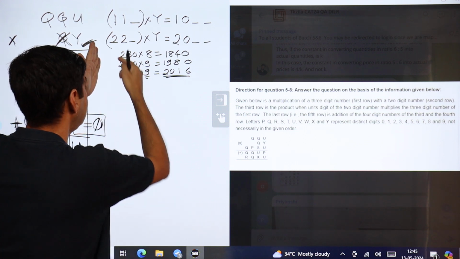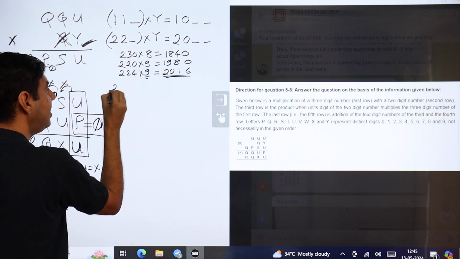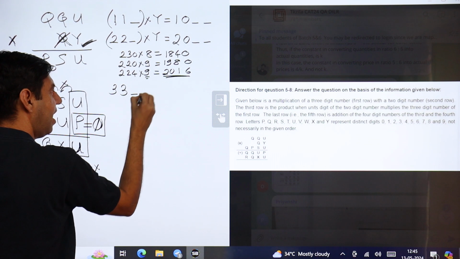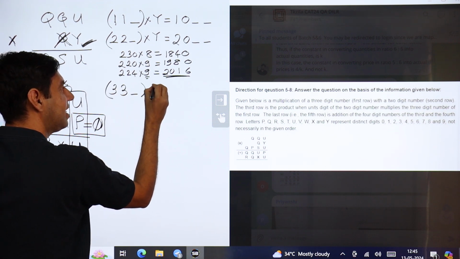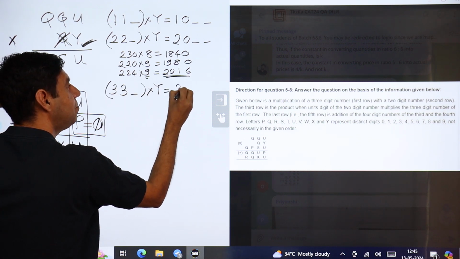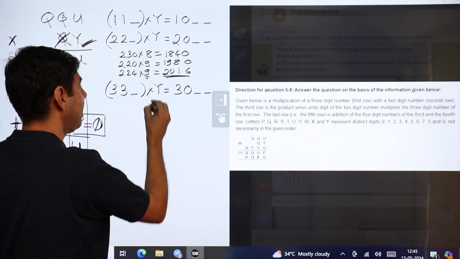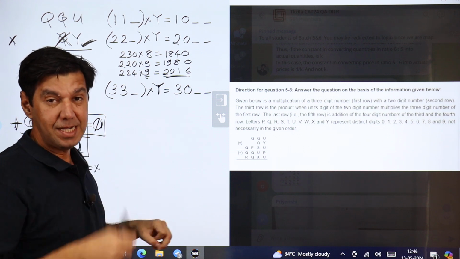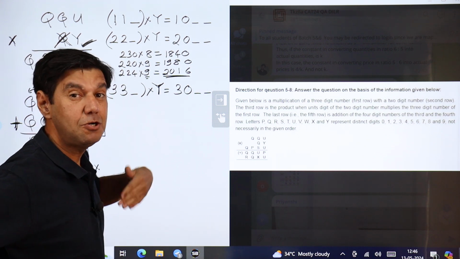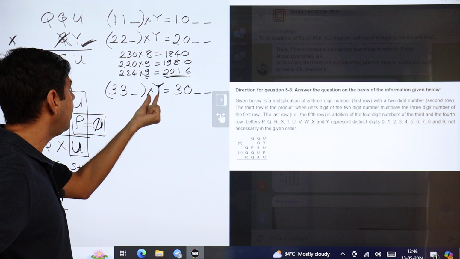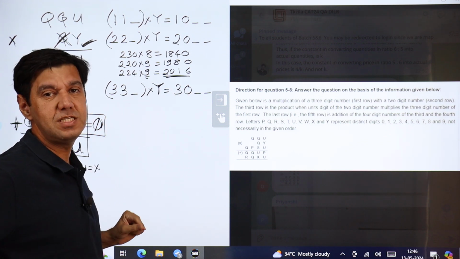So what you're seeing is, let's say a number in the 300s multiplied with Y should be 3000 and something. So what I'm saying is, a little logic you have to use. This Y is going to be a large number. If it's into 2, into 3, it's not going to become a 4-digit number.